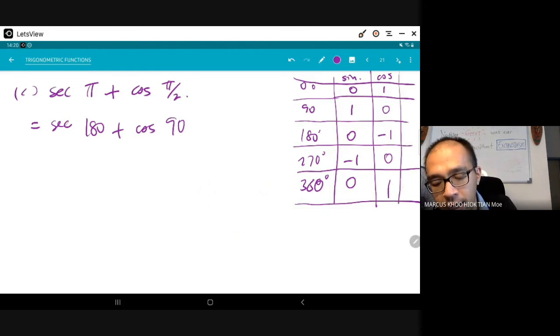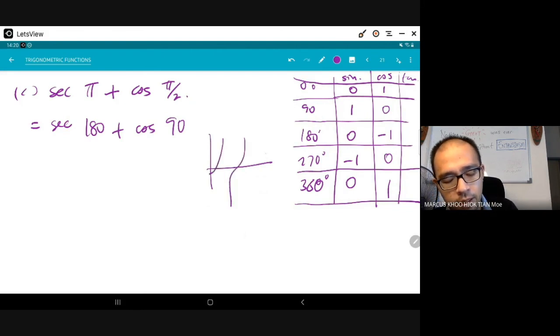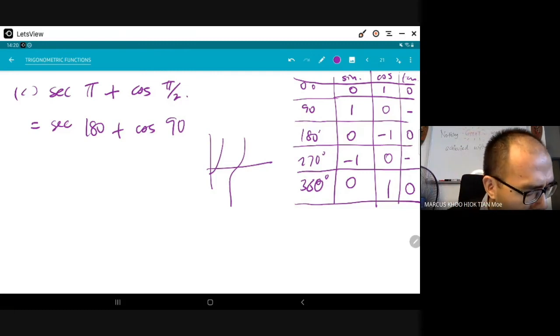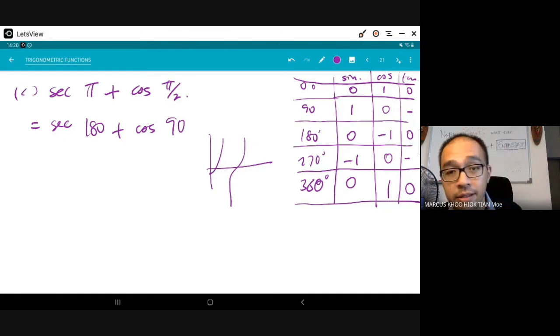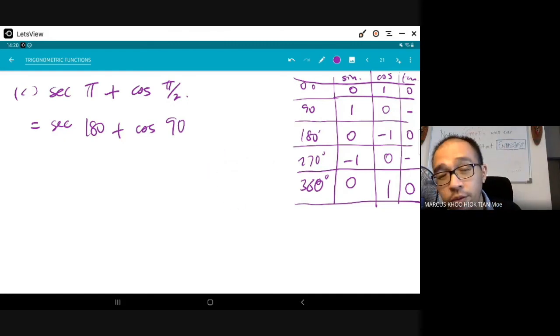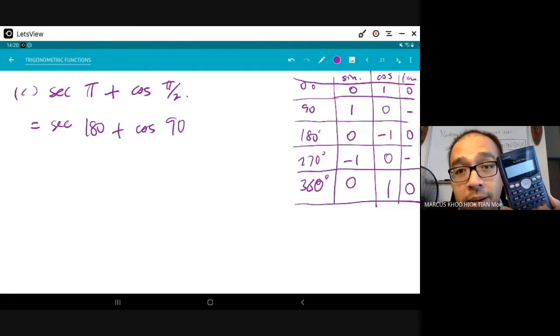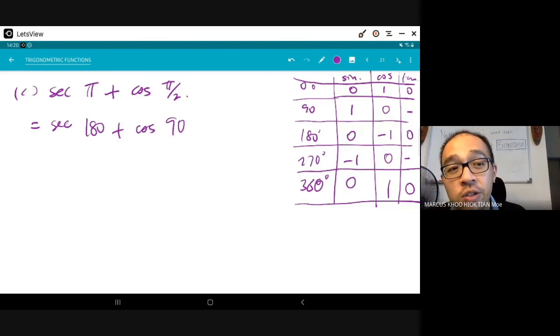Tangent is the only one that's a bit more special. Hold on, let me see if I remember. Tangent 0 is 0, 180 is 0, 360 is 0. This one has no value. Tangent 270, yeah, you will get math error. Tangent doesn't have 1 or negative 1, it's just 0. But there is no tangent 90 and there is no tangent 270. If you don't believe me, you can press tangent 90, no matter how many times you press, you will get the same answer, which is math error. There is no value for this.